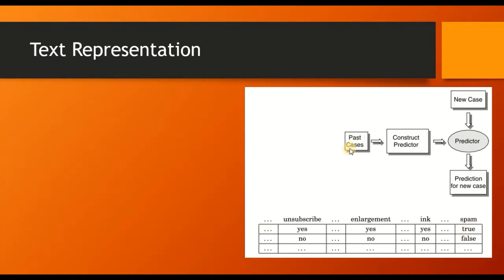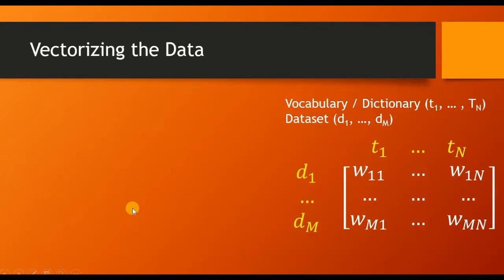So this structured data is provided to the machine learning techniques as past cases and the model is constructed. Once the model is ready, it can be used to predict the label for any unseen document. Our task at this stage is to convert the unstructured data into a format like this. This process is called vectorizing the data.